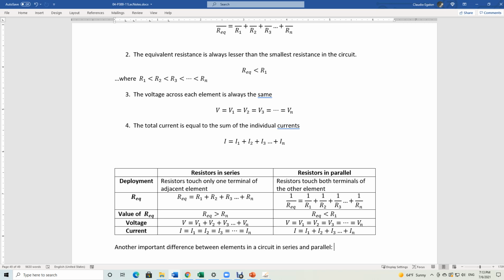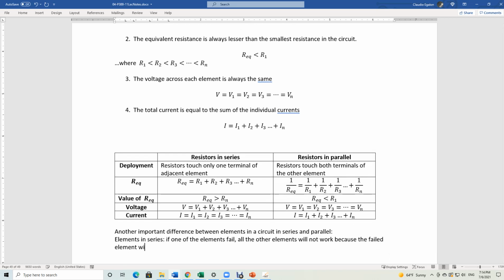If you have elements in series, here you go, elements in series. If one of the elements fails, all the other elements will not work, because the failed element will interrupt the flow of the current throughout the whole circuit. Okay?